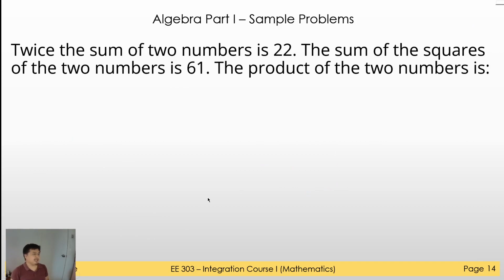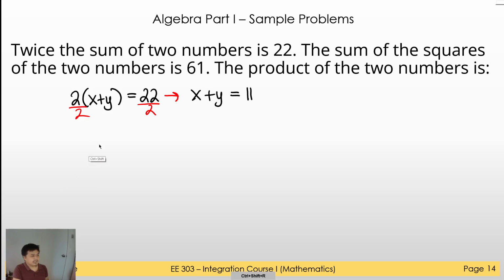And then we have this problem. Twice the sum of two numbers is 22. The sum of the squares of the two numbers is 61. The product of the two numbers is what? Okay, so we have twice the sum of the two numbers. Let's say x and y are the two numbers. We can simplify this by dividing both sides by 2. So this will become x plus y is equal to 11, right?